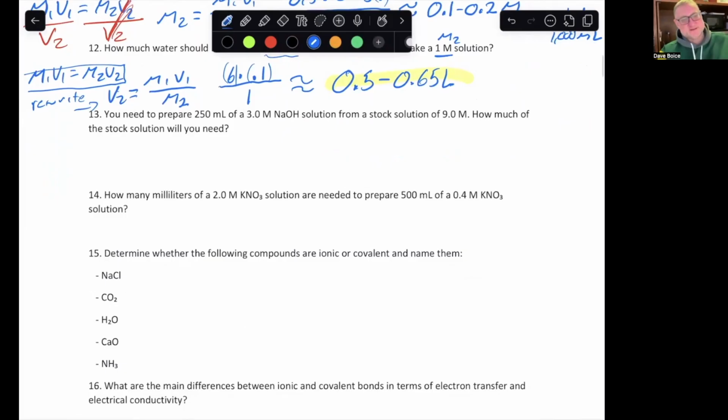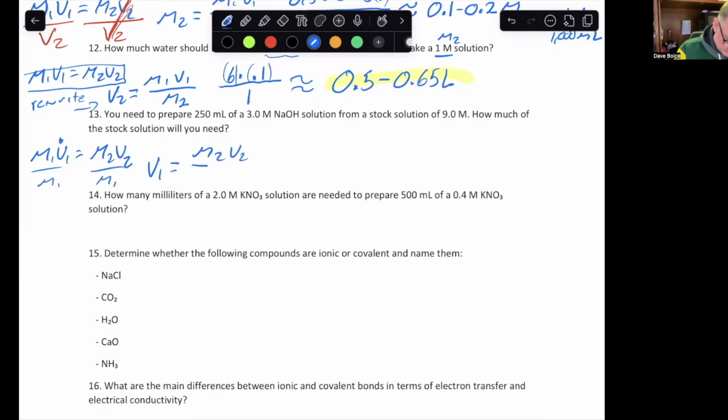13, another one of these, big surprise. So let's rewrite this. M1 V1 equals M2 V2. And we want, in this case, we want V1. So V1 equals, divide both sides by M1. And I've got M2 V2 divided by M1. Okay, and so let's figure out what those are for number 13.